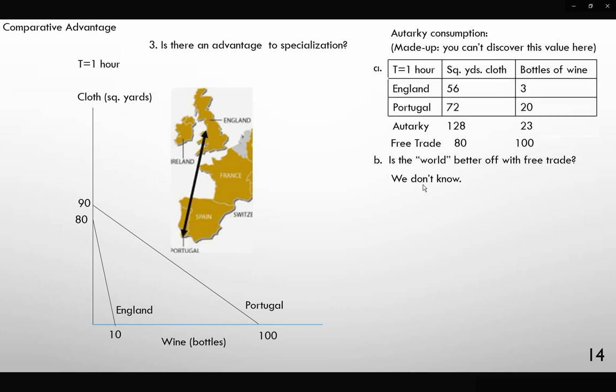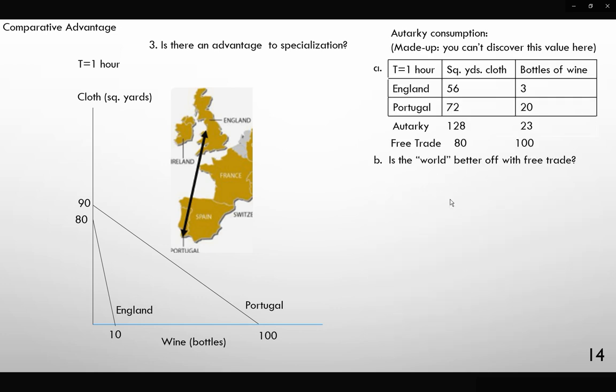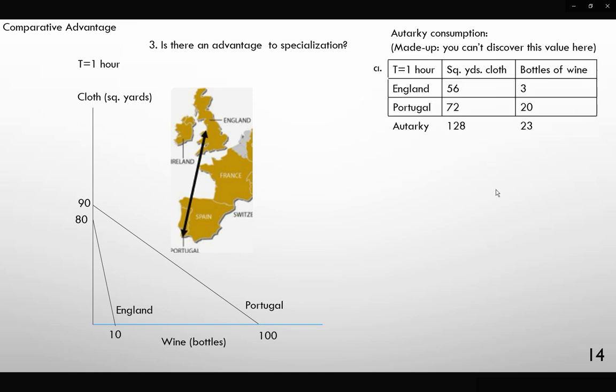Okay, so let's look at this example. I'm going to cut to the chase here. Under autarky, this is if England had been consuming a more realistic amount of cloth per hour compared to wine. And the example for Portugal was already pretty realistic. So under a more realistic example, look what happens. I'll go back here. There we go. Under autarky, 128.